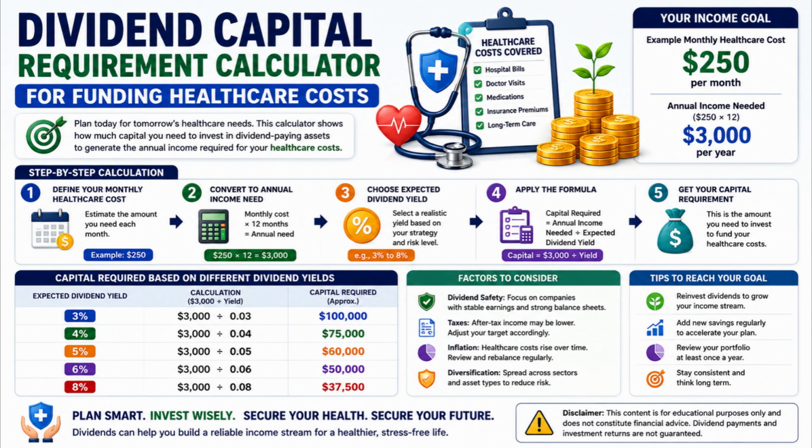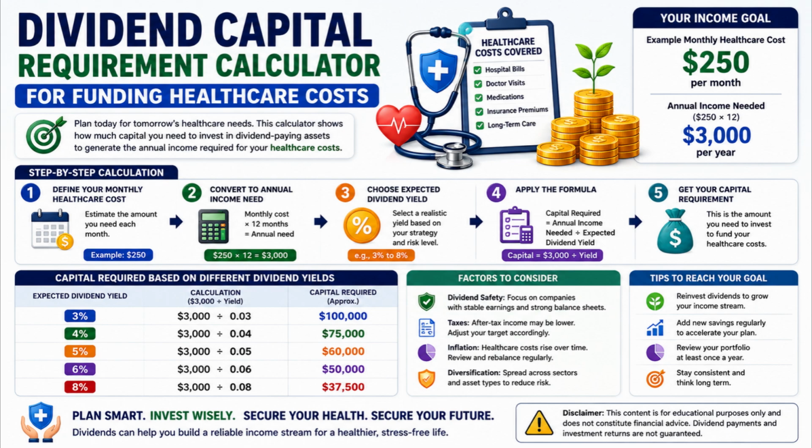Next, convert the monthly amount into an annual income requirement. Since there are 12 months in a year, multiply $250 by 12. As a result, the portfolio needs to generate $3,000 in dividend income per year. After that, choose an expected dividend yield based on your investment strategy and risk tolerance. A lower yield normally requires more capital, while a higher yield requires less capital.